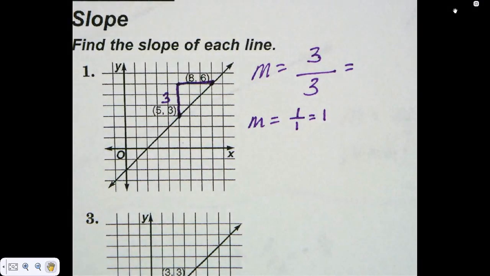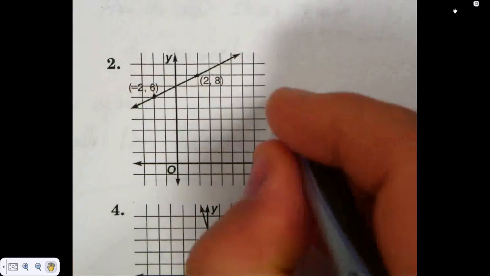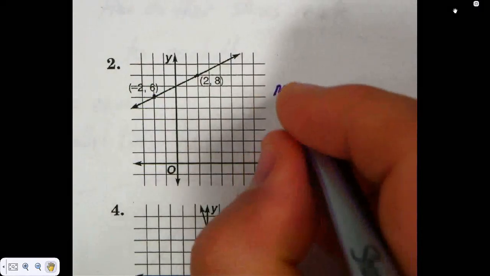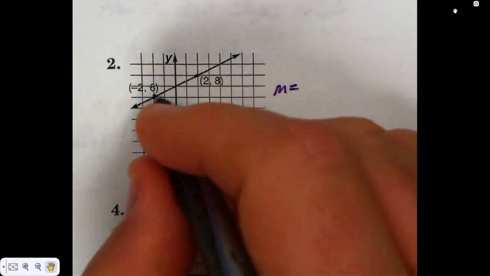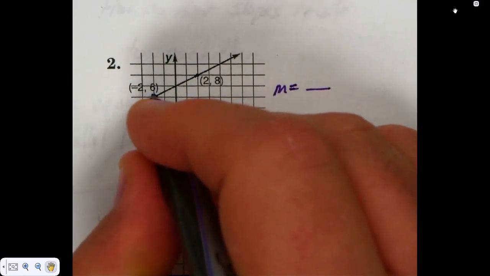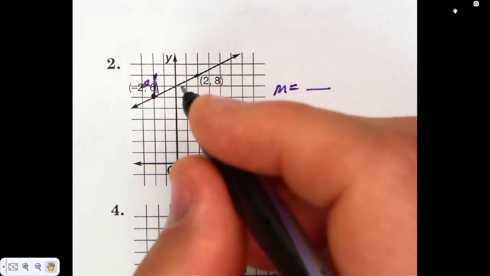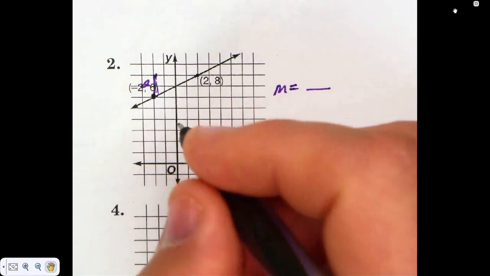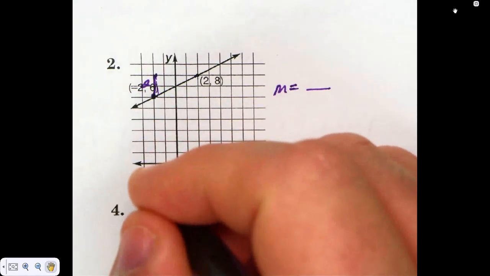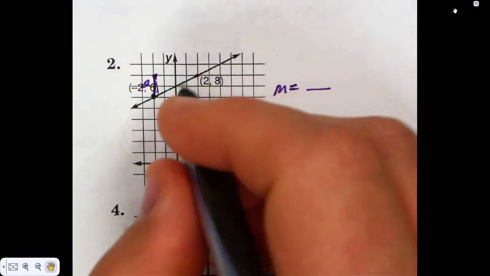Easy enough. Number 2, to get from here to here, how much do I have to change, up or down? Up 2. The number says -2. I have to change 2. The number on the paper says -2.